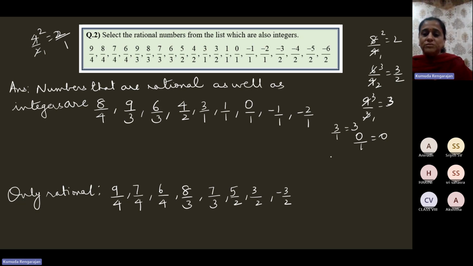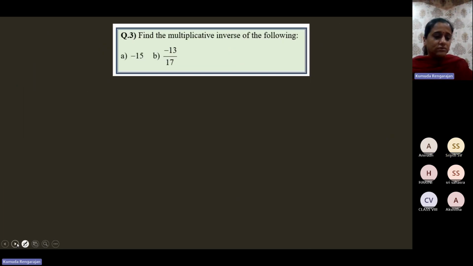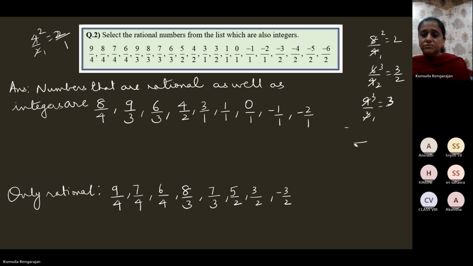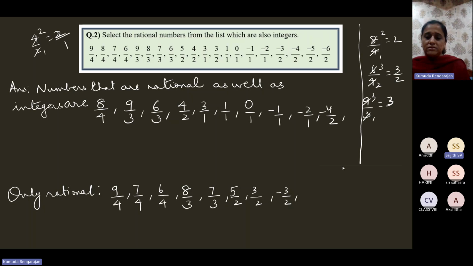Next, minus 4 by 2. What's the value of minus 4 by 2? Minus 2, ma'am. Rational as well as an integer, ma'am. Correct. Rational as well as integer. Correct. Next, minus 5 by 2 is just a rational number. Correct, ma'am. And minus 6 by 2. Minus 6 by 2, minus 3 is the answer, rational as well as an integer. Very good, Srijit.